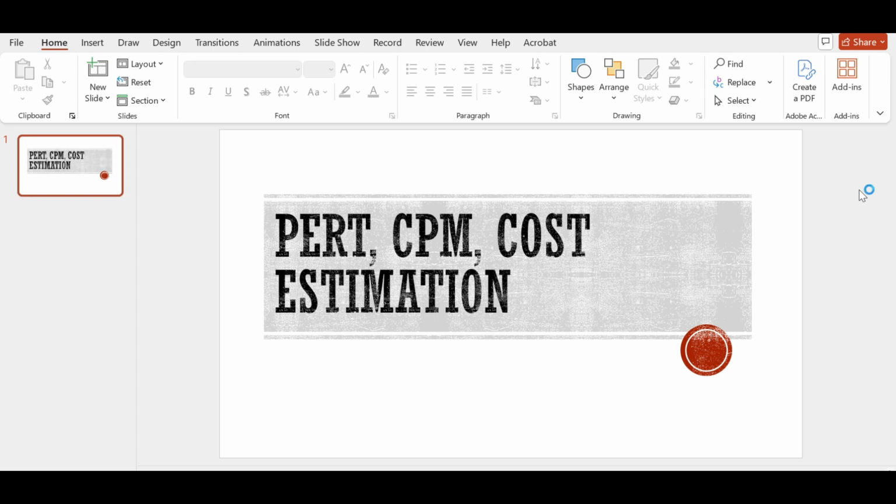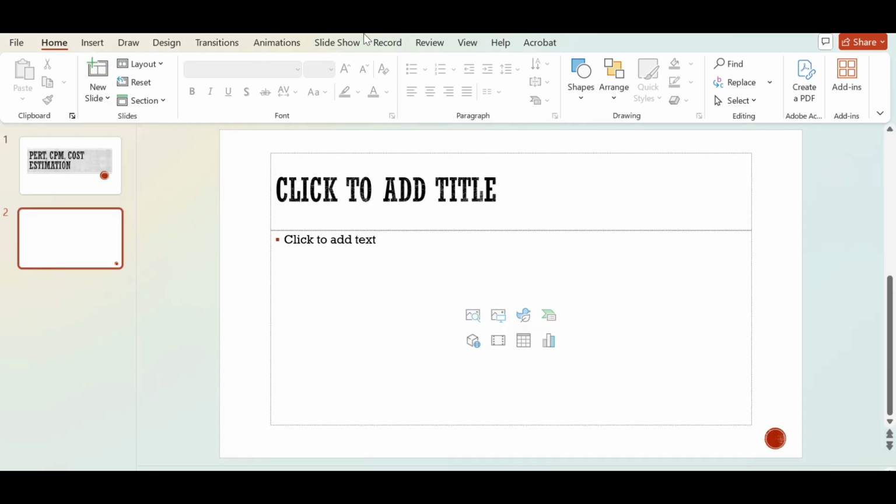We have been talking about work breakdown structure. Let's talk about task. Task is the smallest unit that we divide each activity into as per the work breakdown structure. Let's talk about some relationships between these tasks. Suppose we have two tasks. Now, two tasks can be related to each other in four ways.